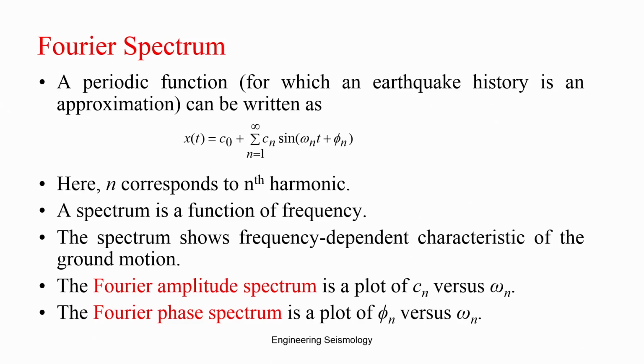Okay. So the Fourier spectrum is basically the conversion of acceleration time history data or velocity time history data to the Fourier spectrum acceleration or Fourier spectrum velocity, by doing a discrete Fourier transformation or fast Fourier transformation. Here the periodic function, for which the earthquake is approximately written as this, n corresponds to the nth harmonic. The spectrum is a function of frequency, and it shows the frequency dependent characteristics of the ground motion. The Fourier amplitude plot is the plot of Cn versus the natural frequency of the system.